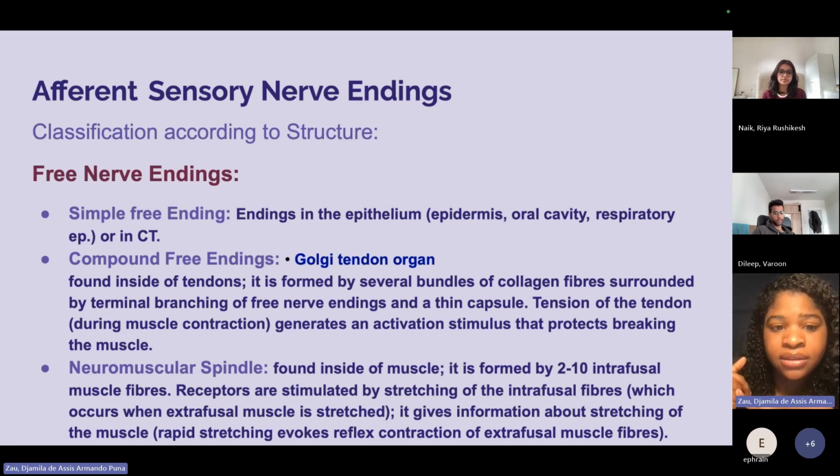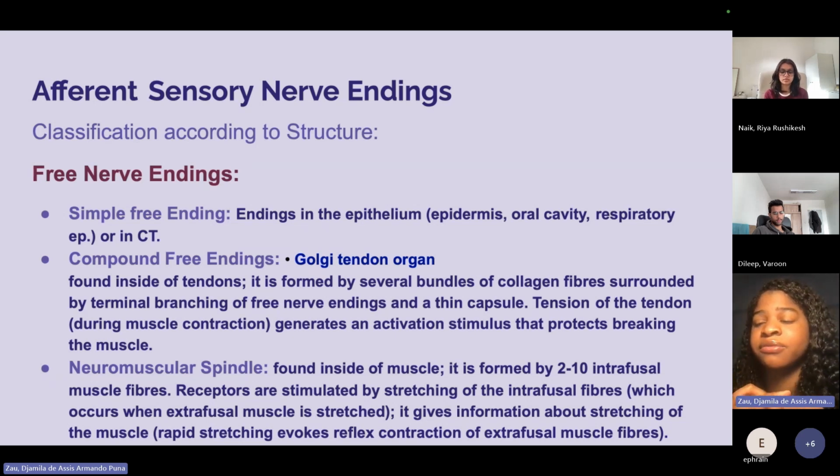We have compound free endings. An example of this is the Golgi tendon organ. This is something that will be very important for you guys in anatomy. In histology, I do believe it was also important. The Golgi tendon organ is this organ that's inside your tendons, and basically what it does is anytime there's a lot of tension in your tendon, it activates and there's a whole processing of information. The Golgi tendon organ will then send information to your motor neurons that are going to tell your muscle to contract because there's a lot of tension in your tendon, and this is to prevent your tendon from breaking, protecting the breaking of the muscle.